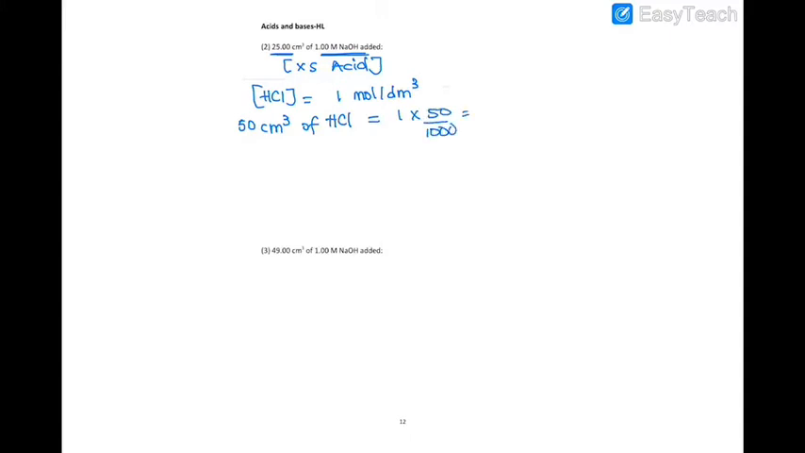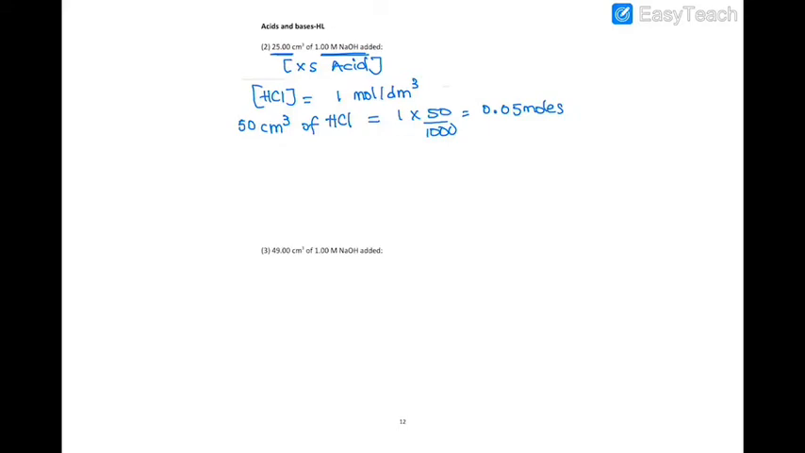So we're adding 25 centimeter cube of 1 molar NaOH. So here we still have excess acid in the flask. Initially we had 50 centimeter cube of that HCl. So let's calculate the number of moles of acid in 50 centimeter cube of HCl. Number of moles is concentration times volume. That gives us 0.05 moles of H plus that was initially present.